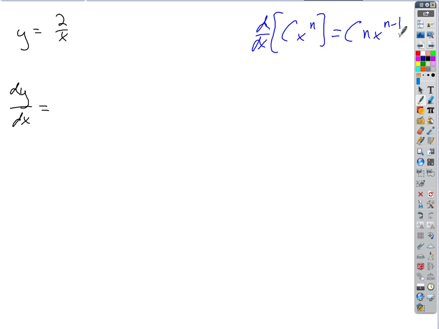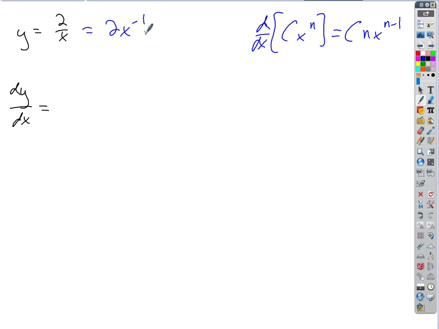Okay, so that doesn't look like a power rule problem. What do I need to do to rewrite that in a way where it looks like something that fits that form? x to the negative one. There you go. I could just rewrite this as 2x to the minus 1, and now it fits. Eventually, you can do that in your head maybe, but for now, you want to always write these out explicitly in the way that matches the derivative rule.